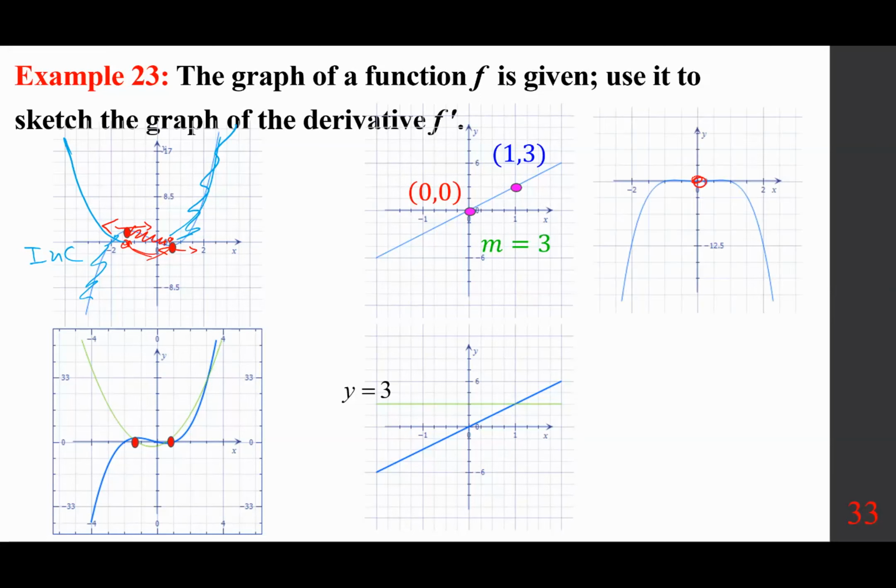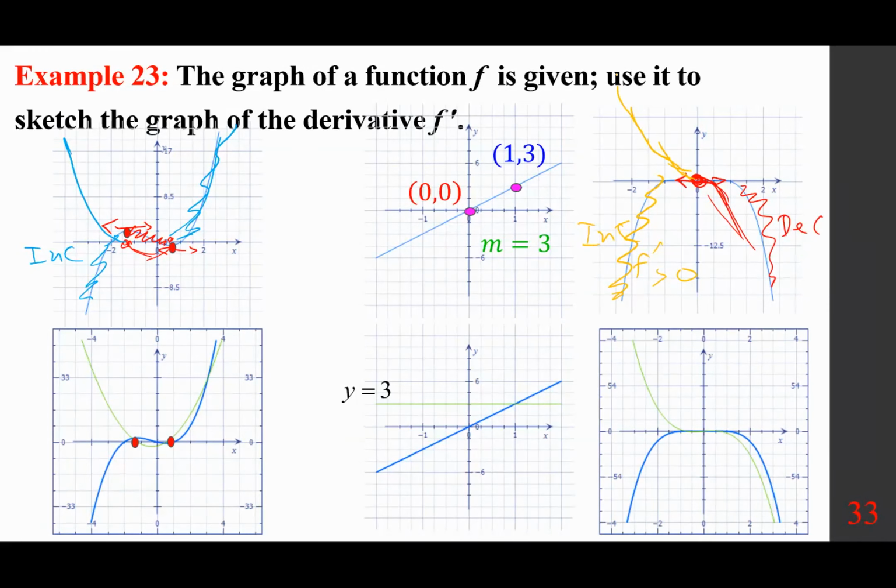For this one, again, this corresponds to (0, 0), if you will. Decreasing, so below the x-axis. Increasing. When I say increasing, obviously f prime is positive, so above the x-axis. And this is obviously a better graph. But my point being, you can easily figure out what's going on.